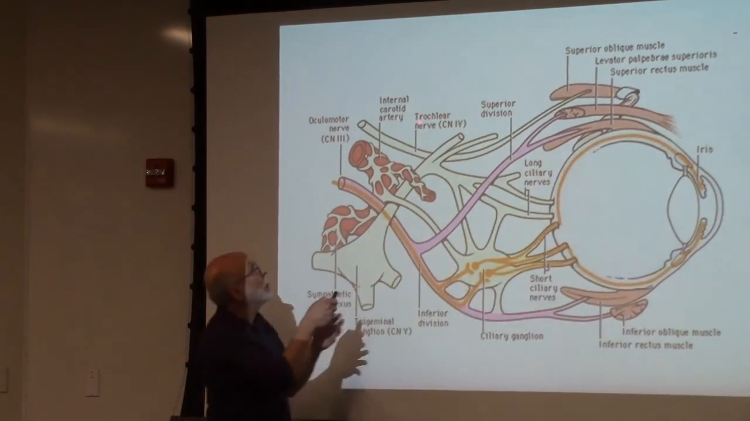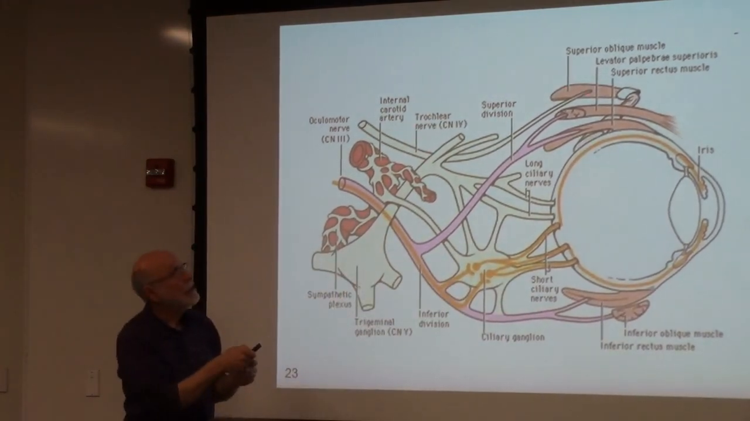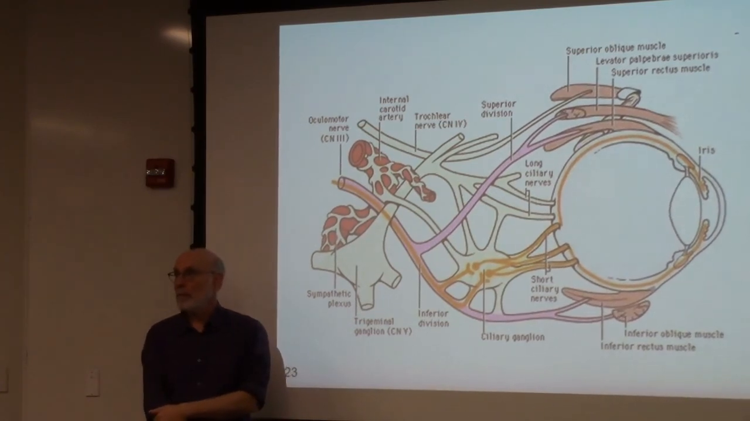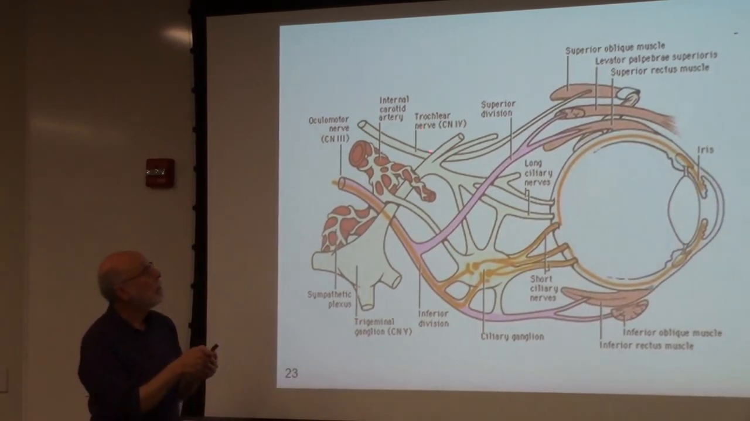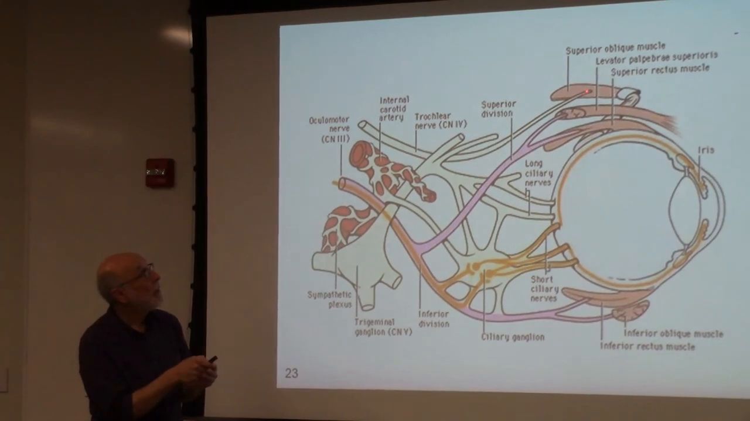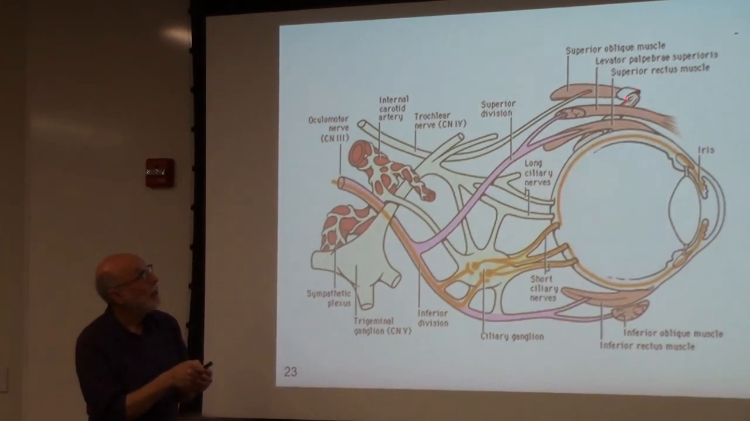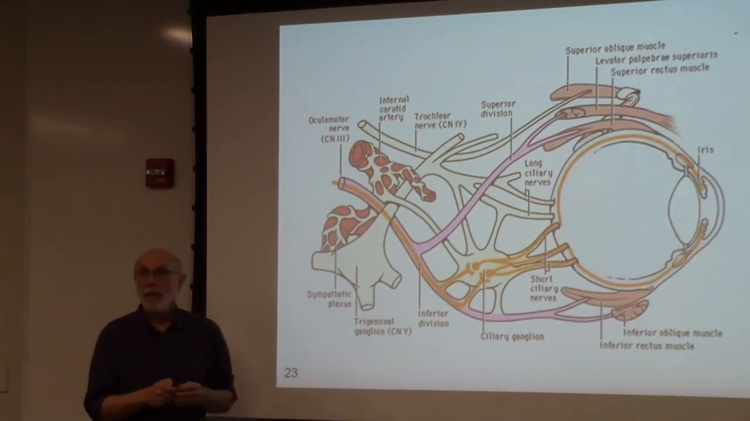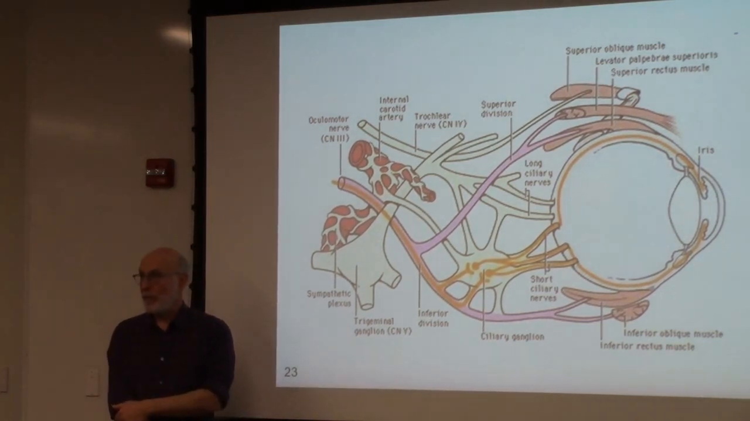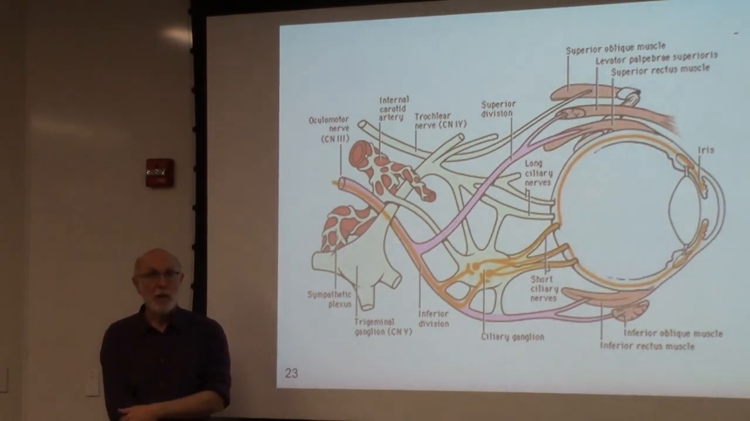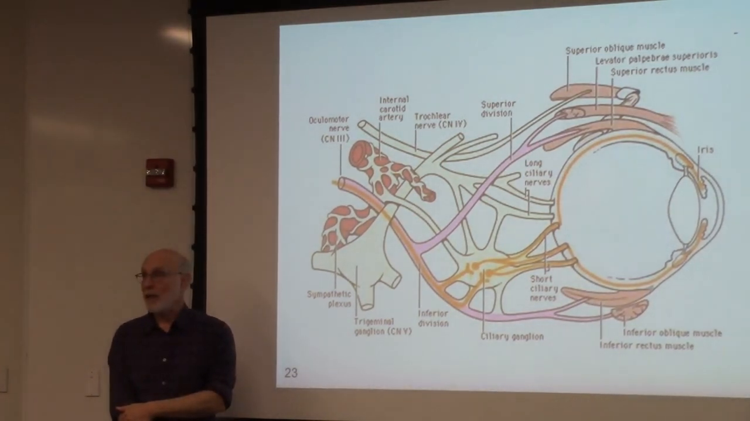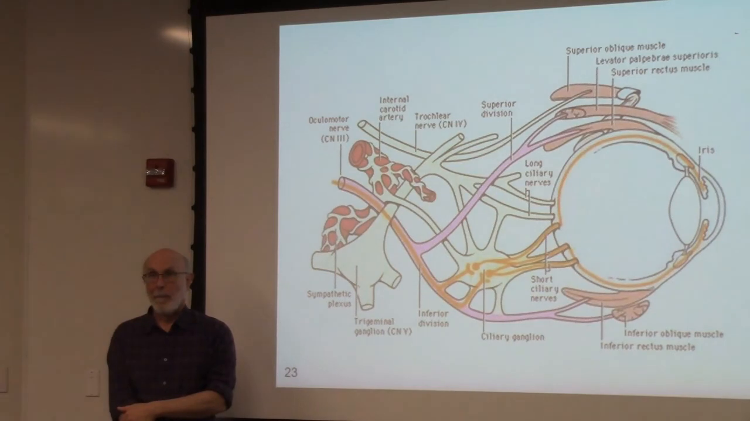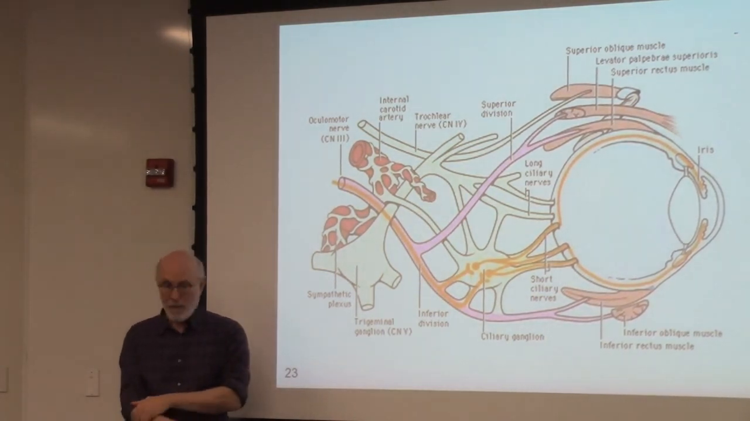The trochlear nerve innervates the superior oblique. Trochlear nerve, superior oblique. There's the trochlea right there in this cartoon. The abducens nerve, which is not illustrated here at all, innervates the lateral rectus. Okay?